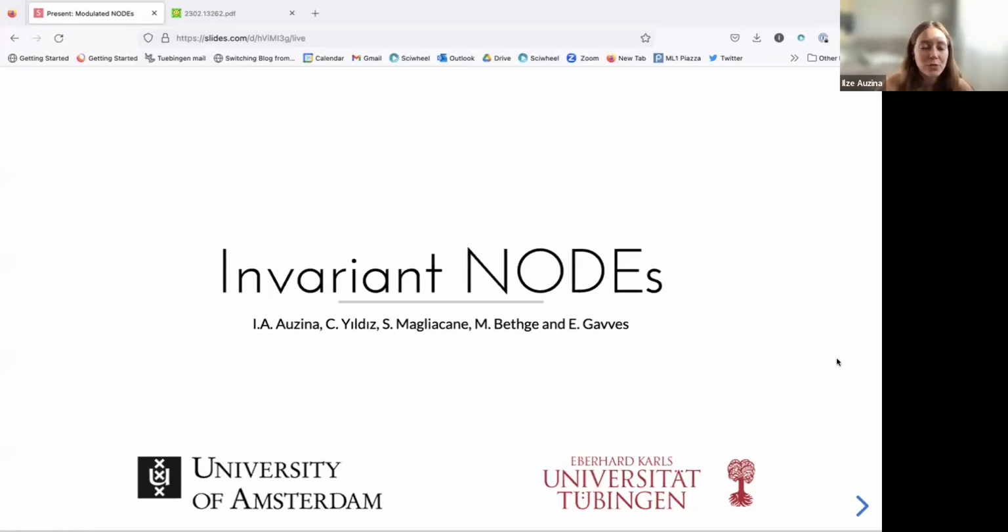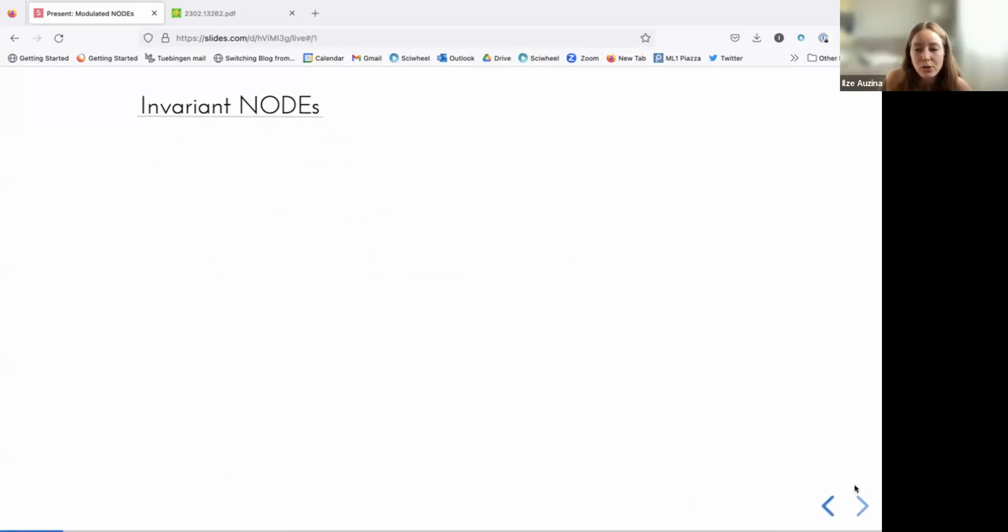So initially you invited us under the paper title Invariant Neural ODEs. And as Stratus already mentioned, this is a joint work by the University of Amsterdam and our collaborators at the University of Tübingen. Stratus already gave you some details, but I'll go into a bit more depth on all of it. So the first question is how we came about this paper.